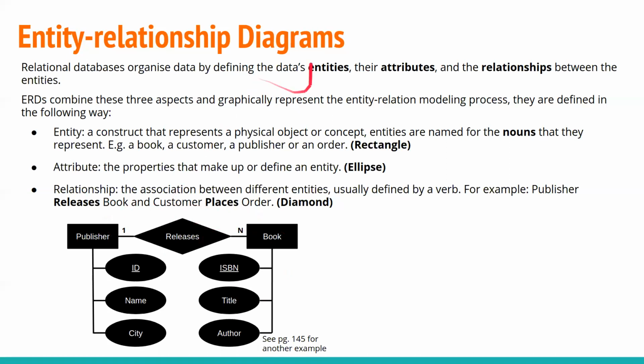There's one other thing that I need to explain to you guys here in this diagram. You can see that on the left here, by the publisher, there's a 1. And on the right, by the book, there's an N.